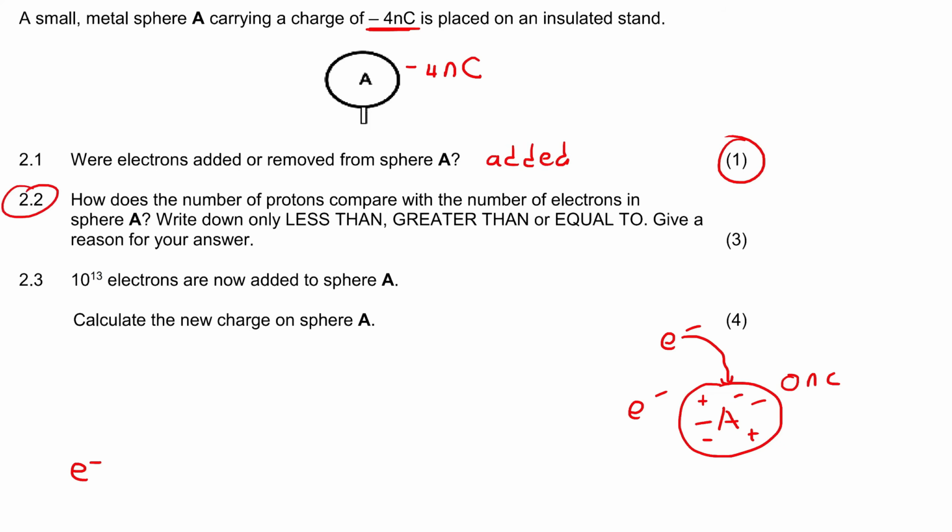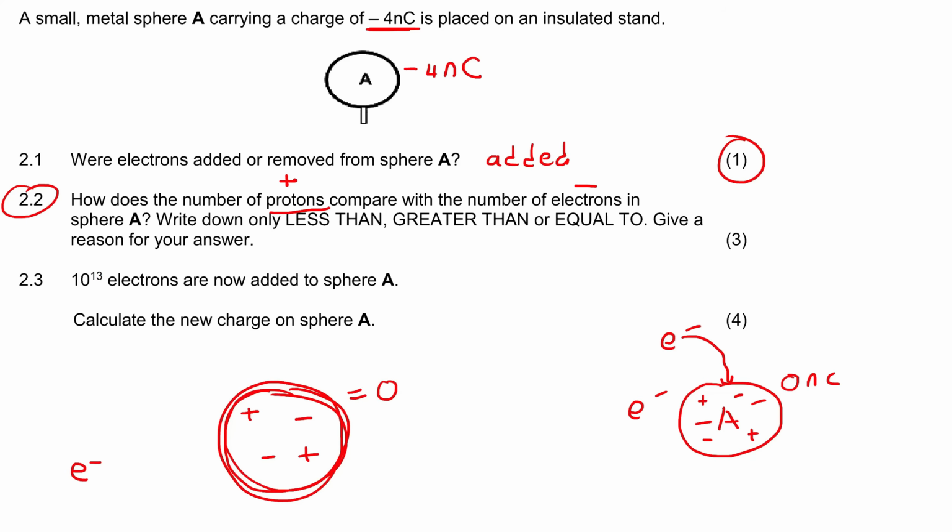Then it says, how does the number of protons, which are the positive things, compare with the number of electrons, which are negative, in sphere A? Write down less than or greater than, and give a reason for your answer. That's a very easy question, guys. When you have equal numbers of protons and electrons, then what would your overall charge be?